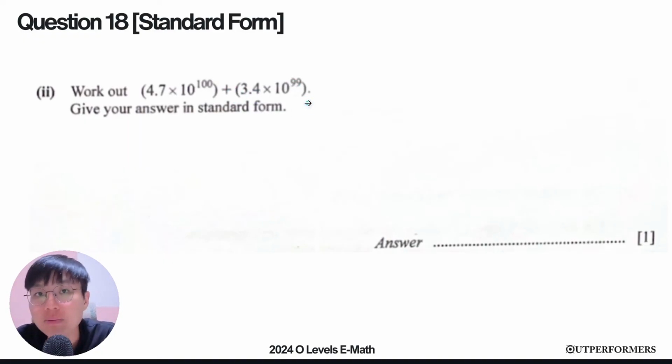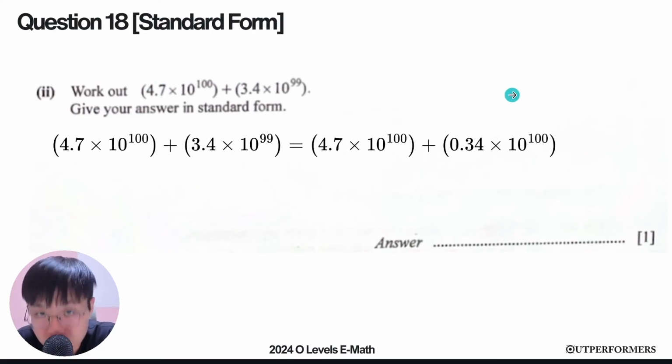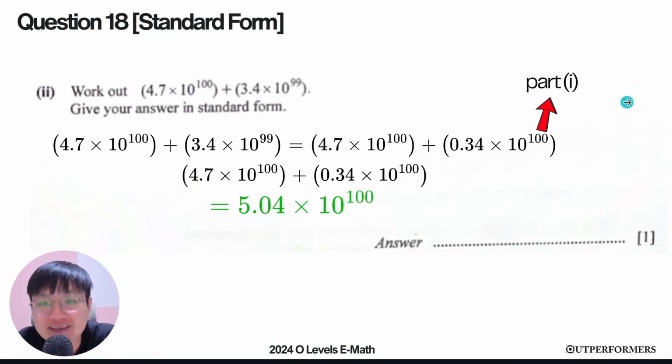And the thing about addition and subtraction of standard forms is that if these two are the same, we can add it up very easily. So that's why I say part 1 is going to be very important. So we could actually change this straight away to 0.34. And after which you can see both of them are the same. You can think about it like an algebra, like 4.7a plus 0.34a. We can just easily add it up to give us 5.04 times 10 to the power 100. Okay, so 4.7 plus 0.34 will give you this number here.